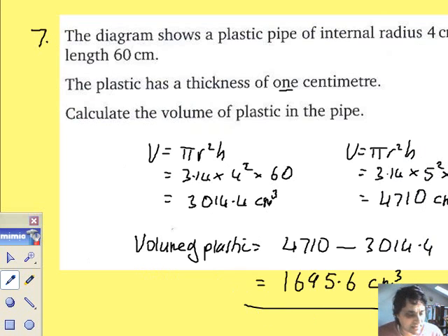So I'll stop there. That's 11.2 done, volume of a prism, and I'm going to start preparing for 11.3 quite soon.